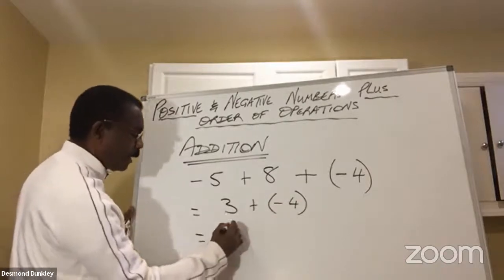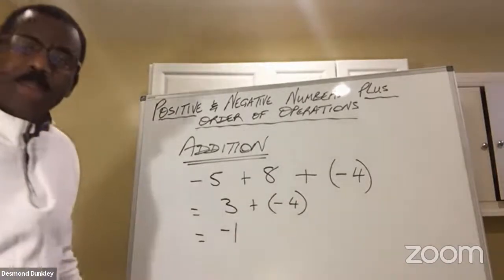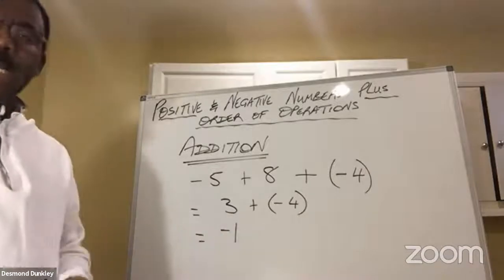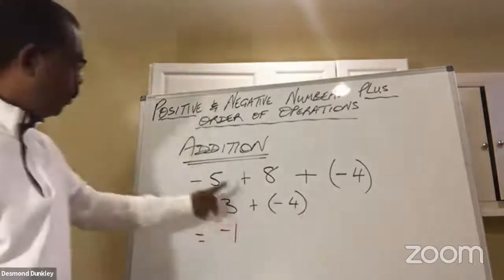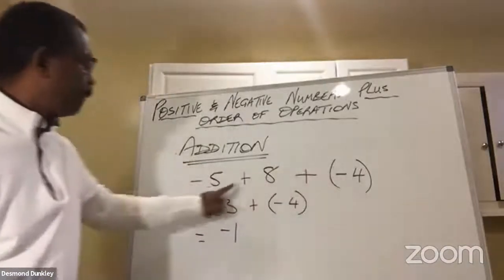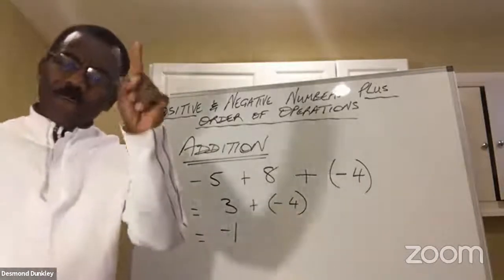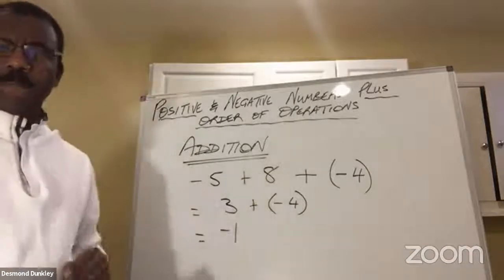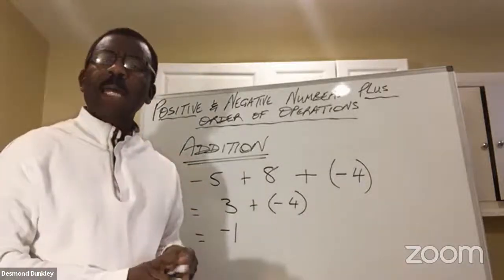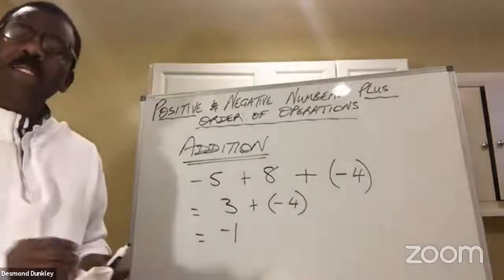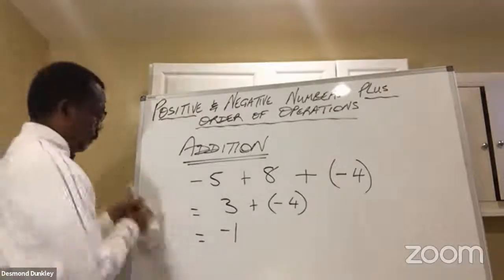So the answer is -1. And that will be the final answer. When you put all these together, you have a total of 9 negatives. 9 negatives, 8 positives, so an overall 1 negative. So that takes care of addition. Let's try and look at some subtraction and see what happens.